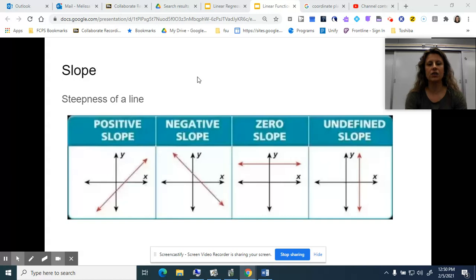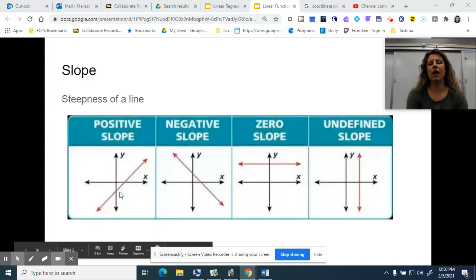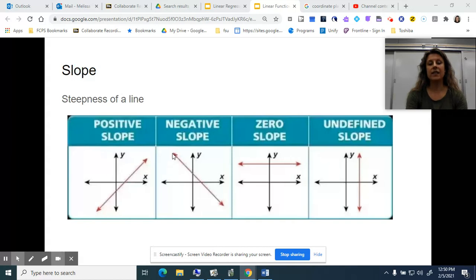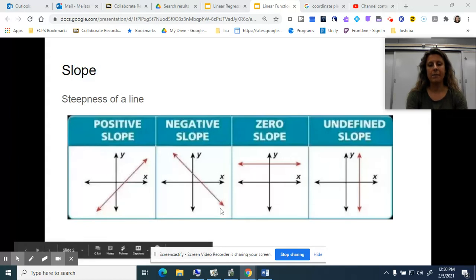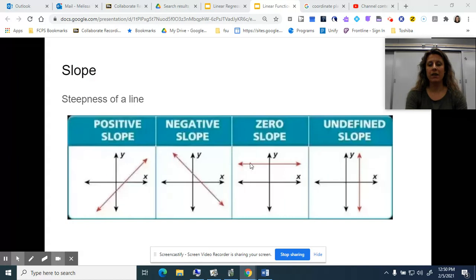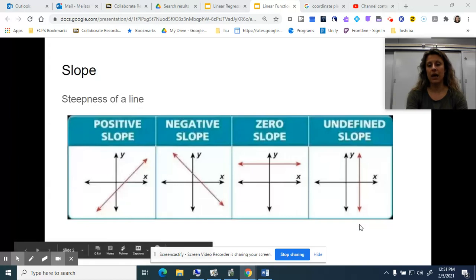that. But this slide is just going over the types of slope that you're going to come into contact with. So if it's a positive slope, it's increasing from left to right. If it's a negative slope, it's decreasing from left to right. Zero slope means that it's a horizontal line, and an undefined slope means that it's a vertical line.